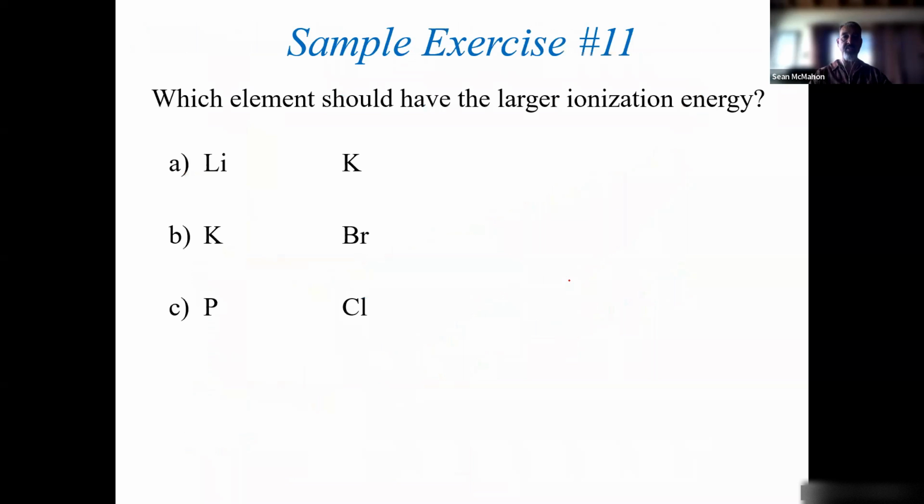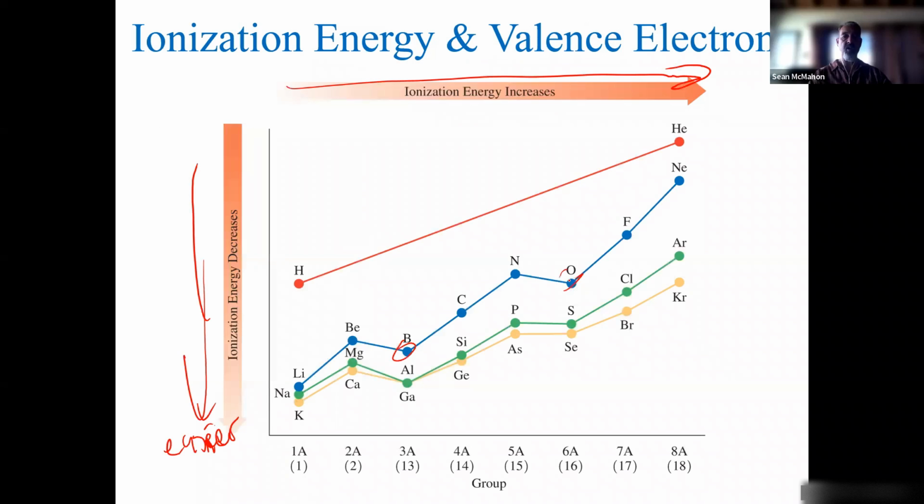But for the focus, I want to think, well, why as I go down is it easier to remove electrons? Well, remember, if I go down, there's more and more shells. The outer shell is further from the nucleus. It's easier to remove, so the ionization energy decreases.